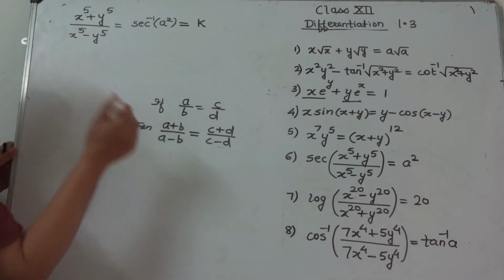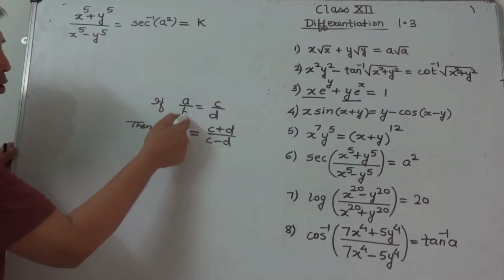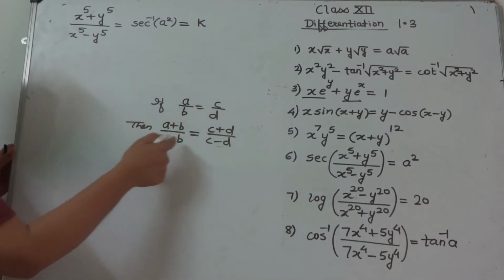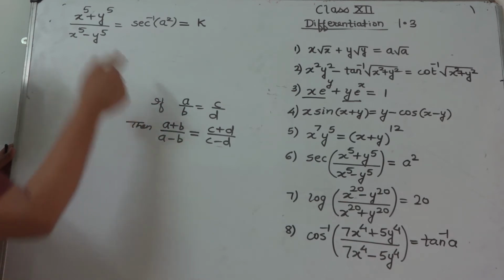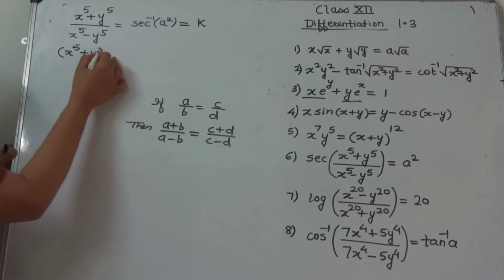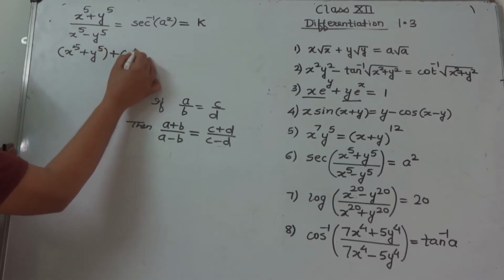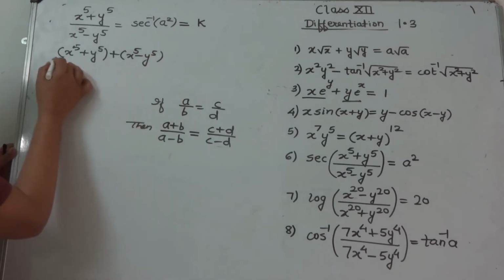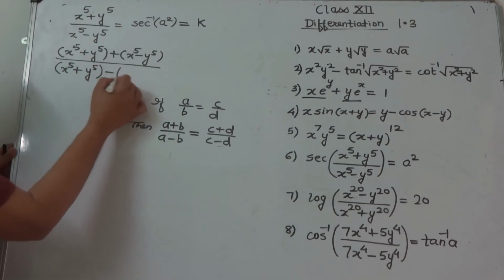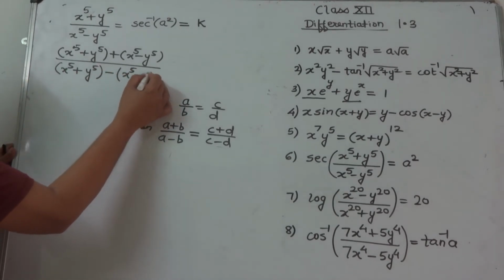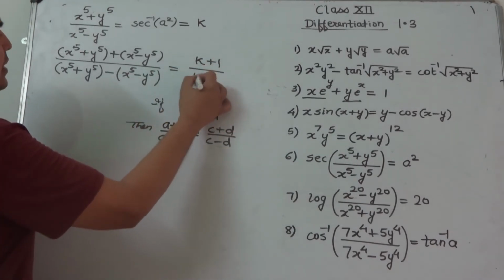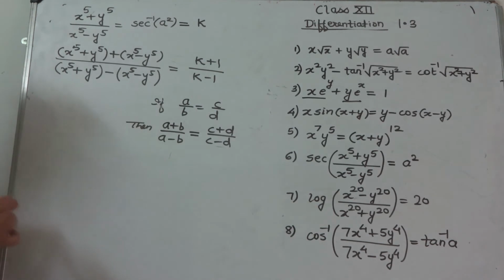So in componendo dividendo, we have to add this denominator to the numerator, a plus b, and then subtract this denominator from the numerator, a minus b. Same we shall do here. So x raised to 5 plus y raised to 5 plus x raised to 5 minus y raised to 5 upon x raised to 5 plus y raised to 5 minus x raised to 5 minus y raised to 5 on left hand side, componendo dividendo. So this is k plus 1 upon k minus 1.